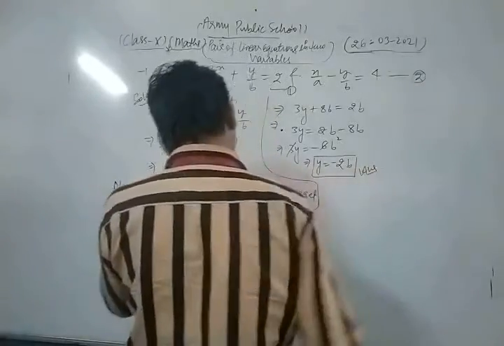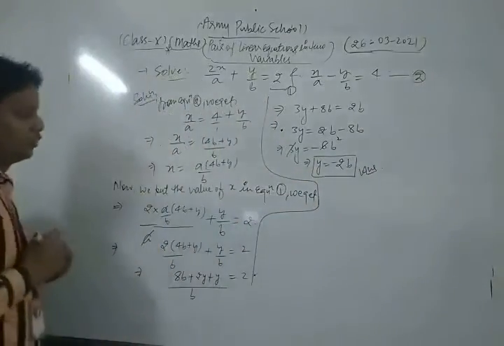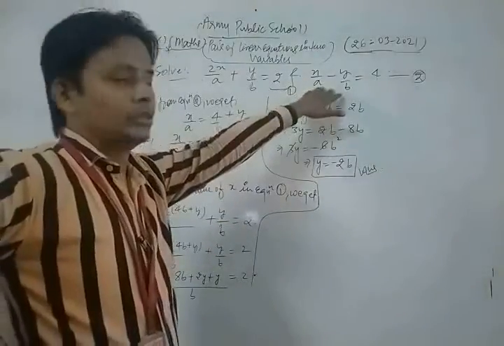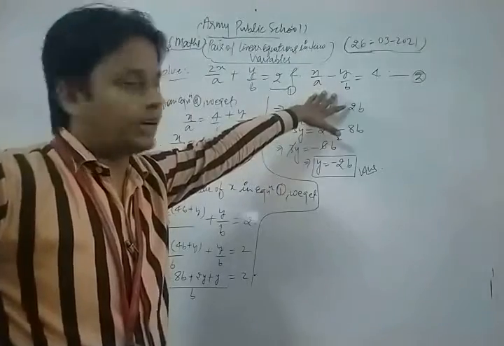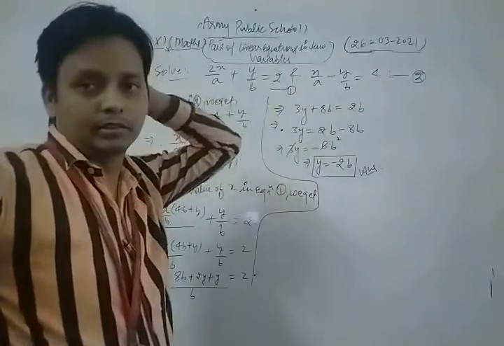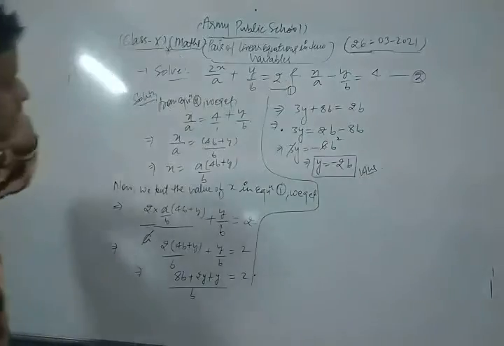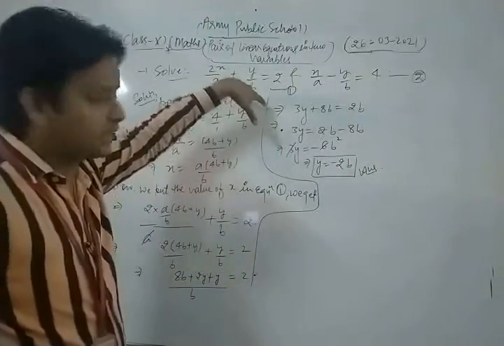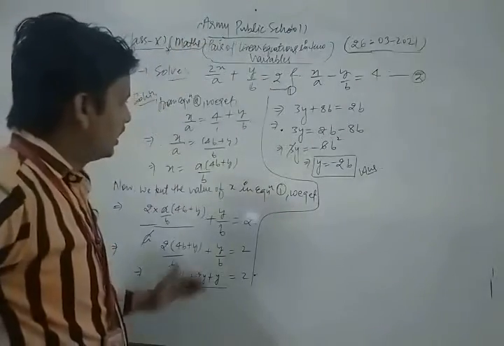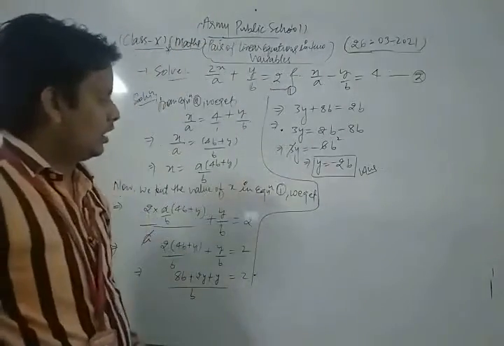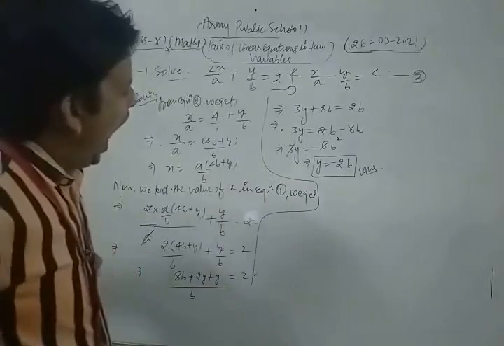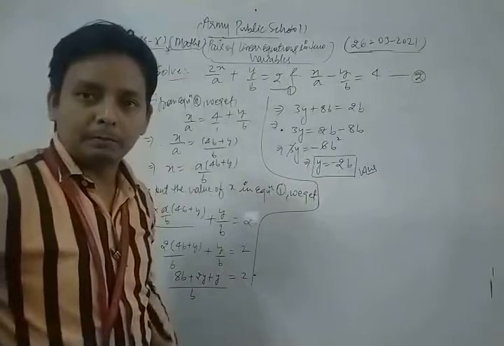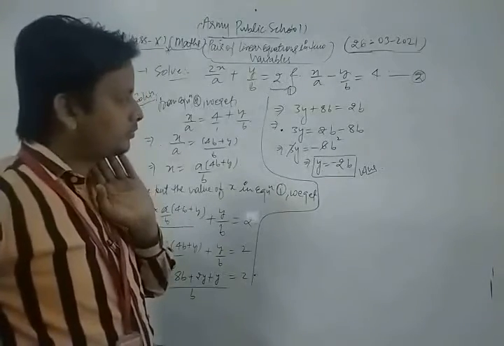So what is the process, dear students? First of all, from equation 2 we find the value of x in terms of y. After that we put the value of x in equation first and simplify them. After simplifying them, we get the value of y as minus 2b.